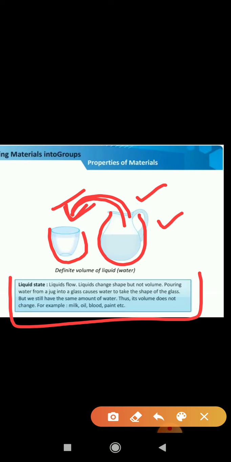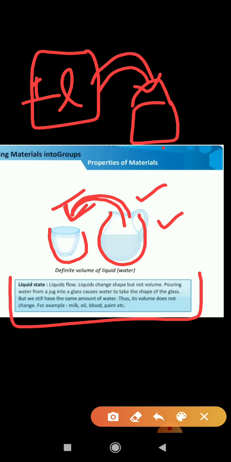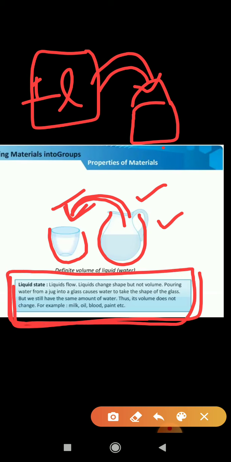So, in liquid state, the property of liquid is that it does not have a definite shape, but it has a definite volume. It will not change its volume. Suppose I have 1 liter of water in a jug and I transfer the full water into a bucket, then it will not change its volume, but it will definitely change its shape. So as per the liquid state, it will change its shape but does not change its volume.